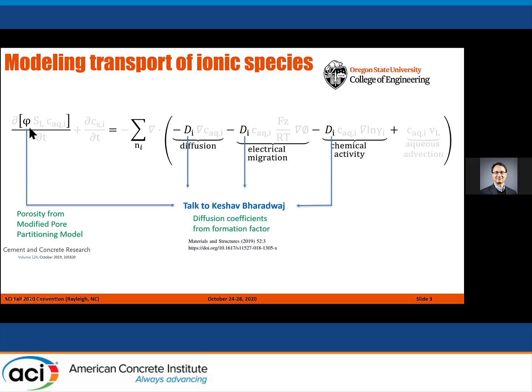We also need porosity. That's the first term. Let me use a pen here. That will be much better. Okay, so this term here is the porosity term. Keshav didn't show it, but there's published research on this. You can find it in this reference, where he developed a method called the modified pore partitioning model that can theoretically calculate the porosity of cementitious systems. So from an input point of view, theoretical calculation of some of the input data is definitely possible.